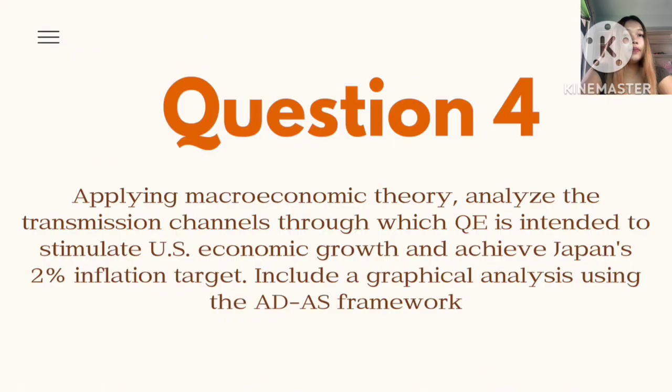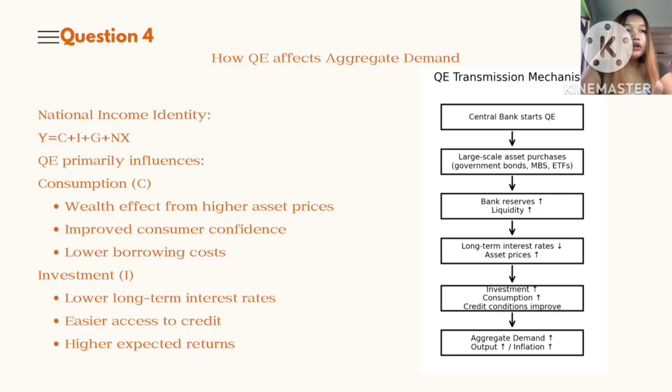Now to question 4: applying macroeconomic theory, analyze transmission channels through which QE is intended to stimulate U.S. economic growth and achieve Japan's 2% inflation target, including graphical analysis using the AD-AS framework. Once conventional monetary policy becomes constrained, central banks turn toward quantitative easing to stimulate economic activity indirectly. The process begins with large-scale asset purchases, including government bonds and other financial assets. These purchases increase bank reserves and inject additional liquidity into financial markets.